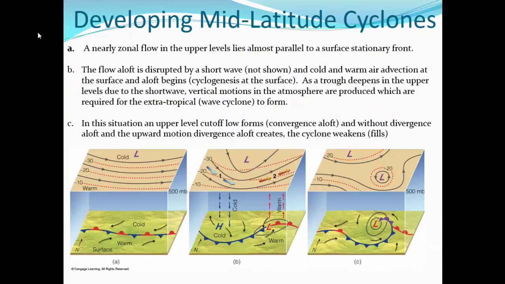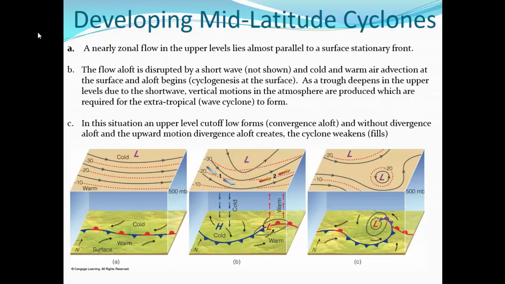So here again, a reiteration of our developing mid-latitude cyclone or extratropical cyclone. In A, we have a nearly zonal flow in the upper levels, lying almost parallel to our surface stationary front, which in this case would be our polar front. To the north of the polar front in A, we have the polar easterlies. To the south of the polar front in A, we have the westerlies at the surface, warm from the south, cold from the north. And our long wave pattern is nearly zonal in the upper levels of the atmosphere.